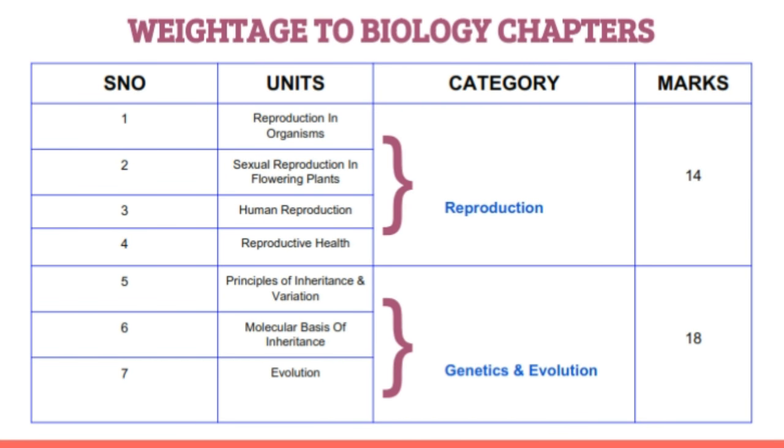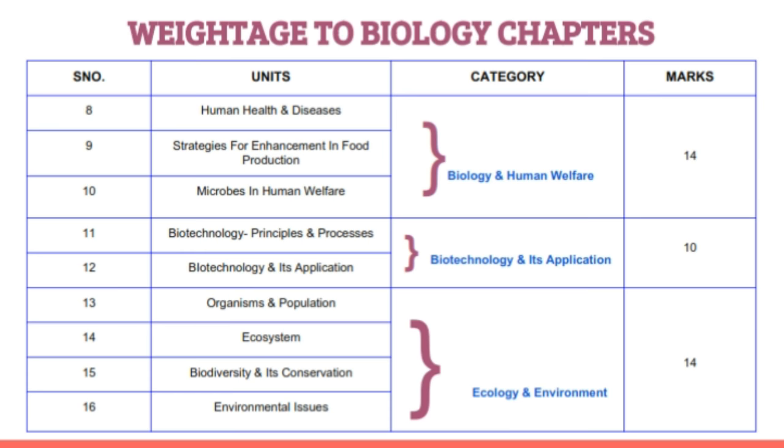Under reproduction, it includes the units like reproduction in organisms, sexual reproduction in flowering plants, human reproduction, and reproductive health. Under genetics and evolution, 3 chapters are included and these are principles of inheritance and variation, molecular basis of inheritance, and the third one is evolution. Third category is biology and human welfare, which includes 3 chapters and these are human health and diseases, strategies for enhancement in food production, and microbes in human welfare.